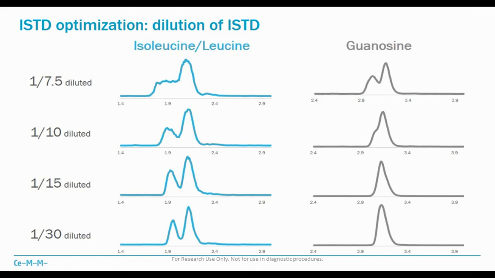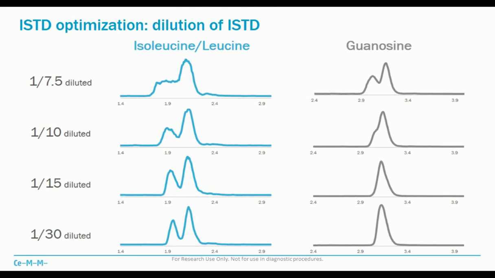So we started with higher concentrated, it was 1 to 7.5 diluted and 1 to 30 diluted. And the first thing we looked at was really the separation efficiency. What we can see here is the example of isolating leucine. There should be two peaks, two separate amino acids, and the higher we go with the concentration of internal standard, the worse the separation gets. So it really kind of gets this one peak.